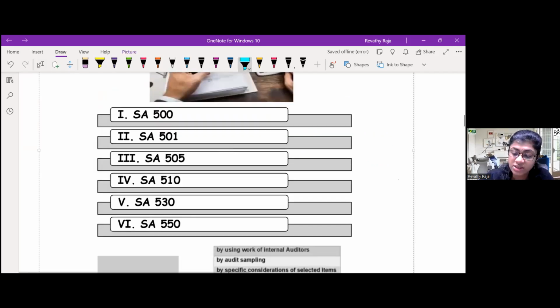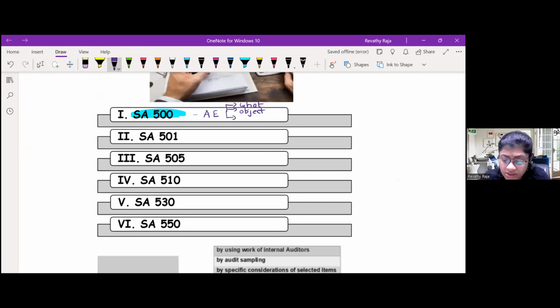Starting with SA 500. SA 500 is audit evidence, the general audit evidence. Now, what is audit evidence? The information used by the auditor to arrive at a conclusion. Then, the objective of obtaining audit evidence: to obtain sufficient and appropriate audit evidence to form a conclusion on which the opinion is based. Then there are techniques of obtaining evidence: inquiry, observation, inspection, confirmation, recalculation, reperformance, and analytical procedures. These techniques are even addressed in SRS.